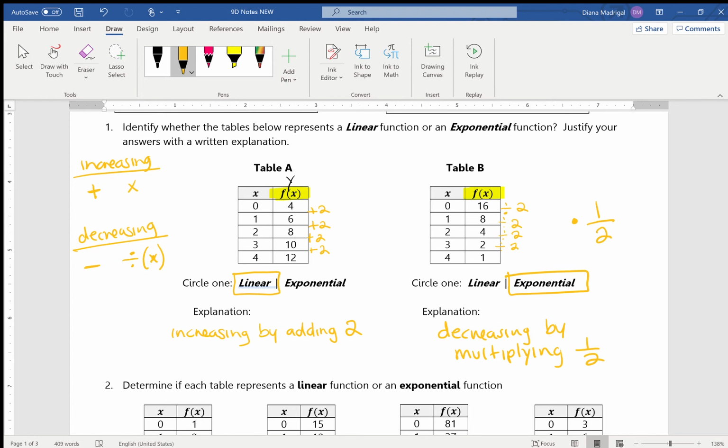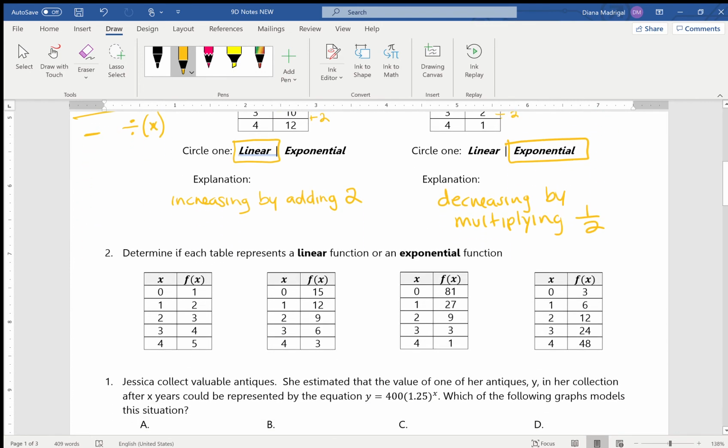All right, so those are the two things that we have to look for. Are they adding or subtracting, or are they multiplying or dividing? But make sure that when we're dividing, we need to switch it to the reciprocal, because we're always going to be multiplying for exponentials. All right, let's try question number 2 together. The first table, I have 1, 2, 3, 4, and 5. The numbers are increasing. The only two options you have are adding or multiplying. So is this going to be linear or exponential? And you need to explain to me why.